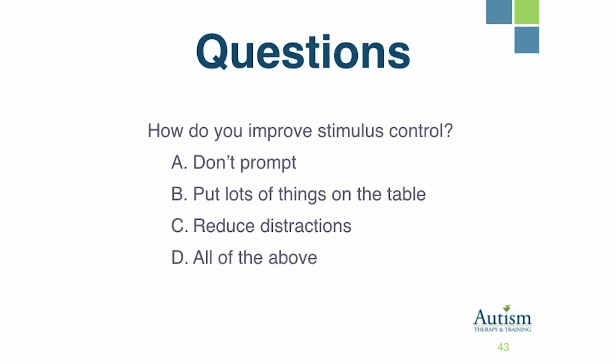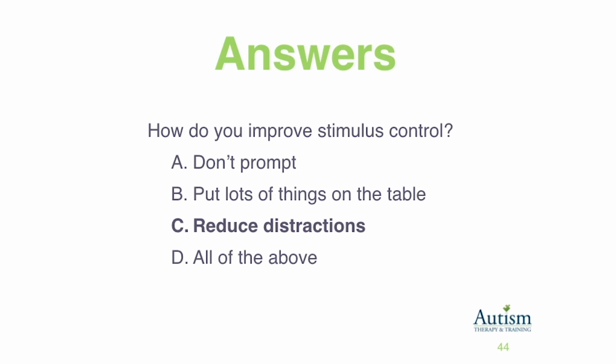How do you improve stimulus control? A. Don't prompt, B. Put lots of things on the table, C. Reduce distractions, or D. All of the above? And the correct response is C. Reduce distractions.